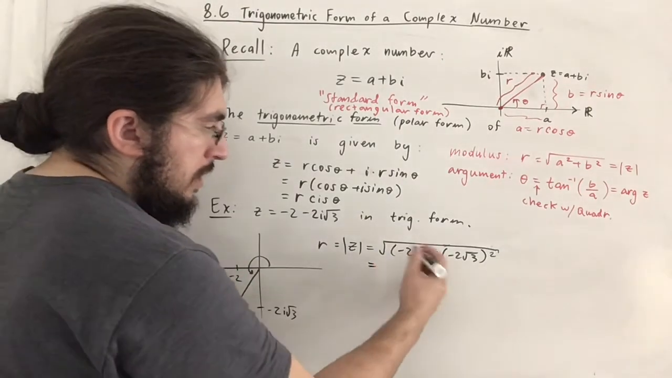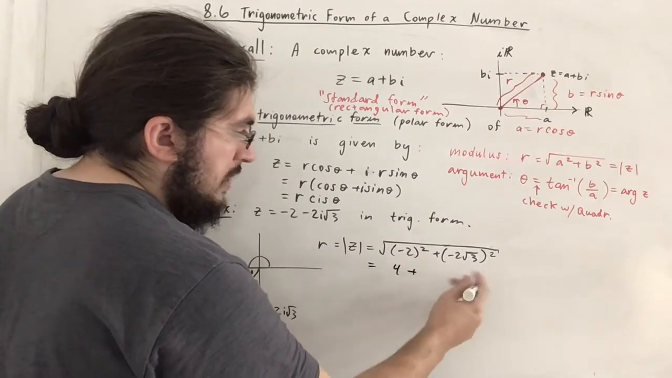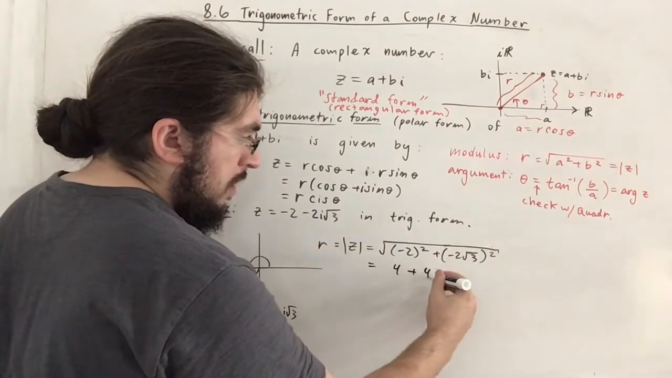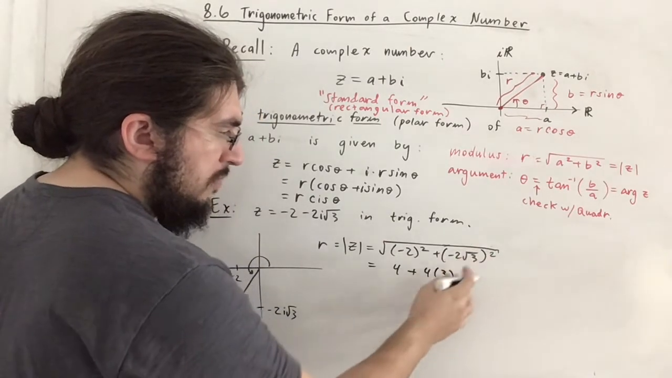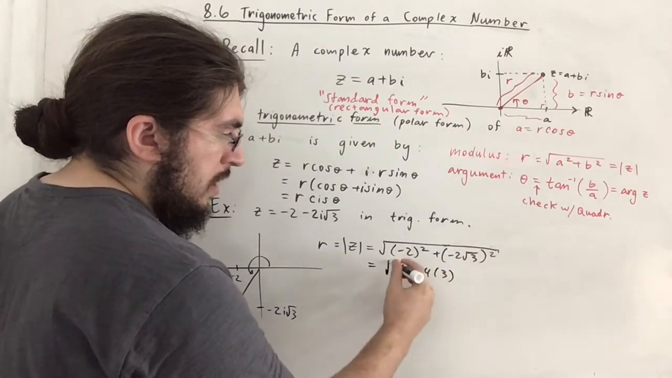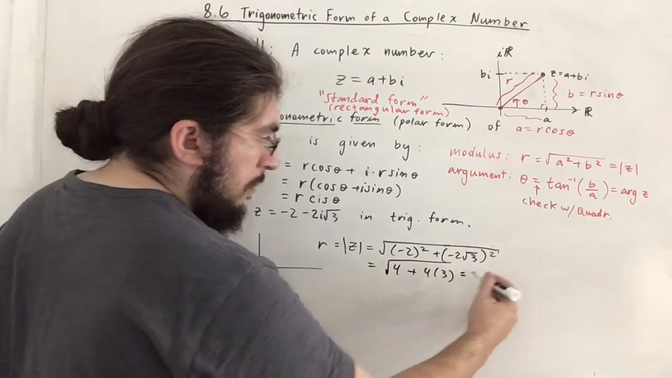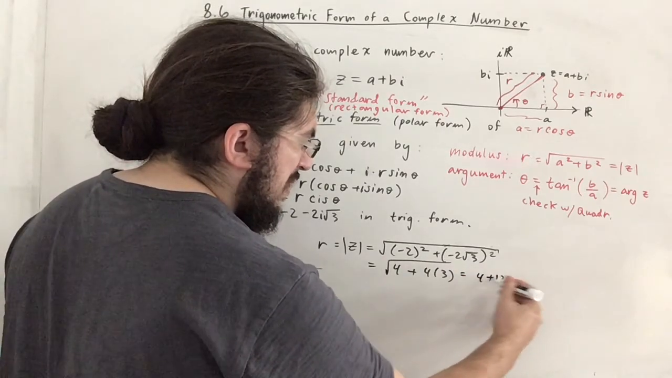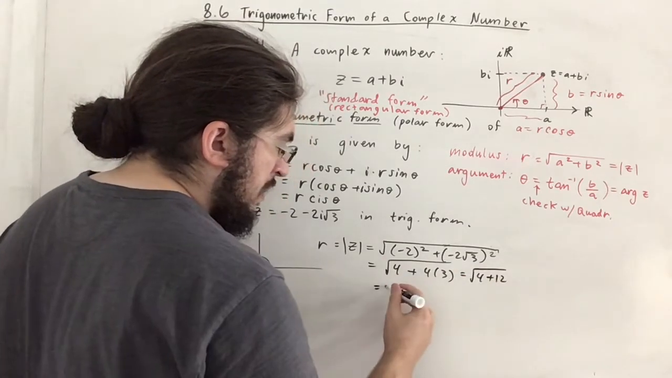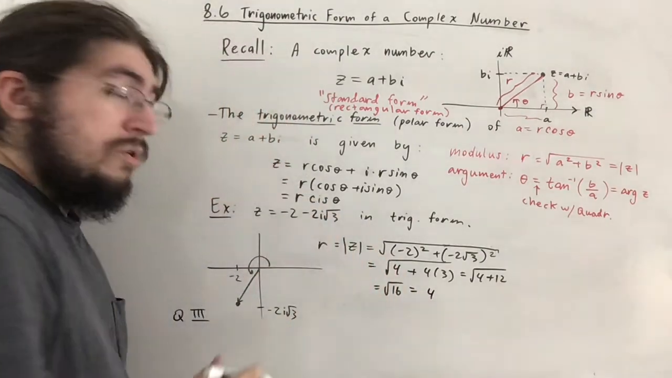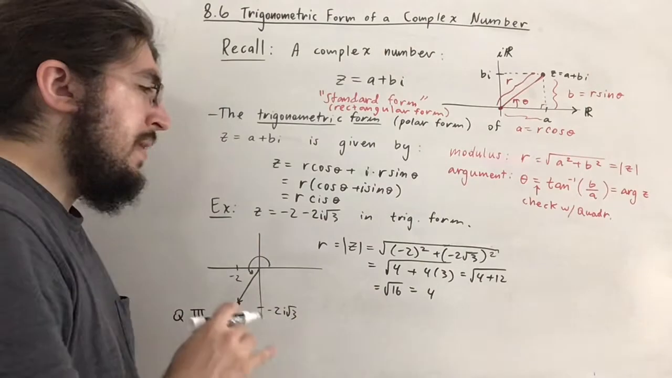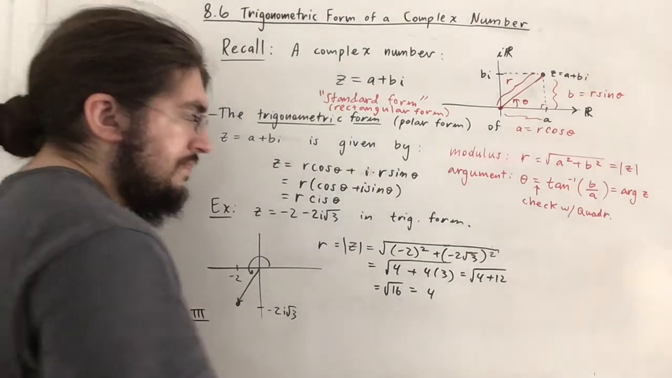Okay, good. So now this is 4 plus, if you square negative 2, you get 4, but if you square radical 3, you just get 3. And notice this is 4 plus 12, which is actually 16. And the positive square root of 16 is 4. So we know the radius is 4. Fantastic. But now how do we find the angle?